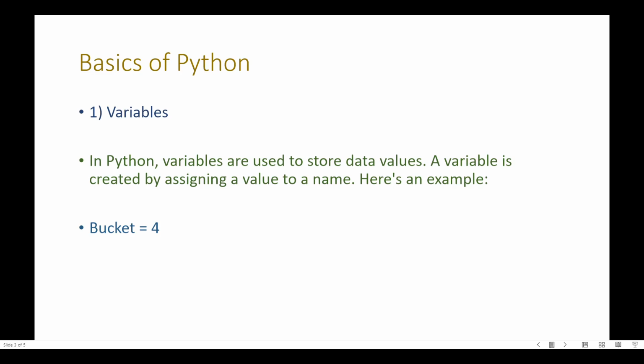First of all, we will start with the basics of Python. We will understand what a variable is. In Python, variables are used to store data values. Think of a variable as a bucket. A variable is created by assigning a value to a name. Here is an example of a variable. The bucket here is the variable, and we have assigned a value 4 in it. Think of 4 as water which is placed in a bucket.